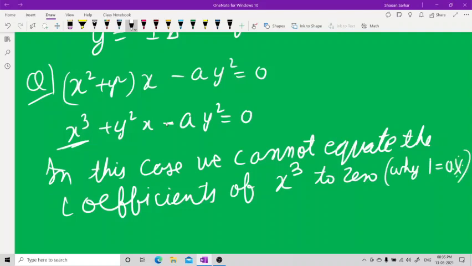How can 1 be equal to 0? We cannot write 1 equal to 0. So this thing I'm marking it. Wait a minute. Let me mark it.